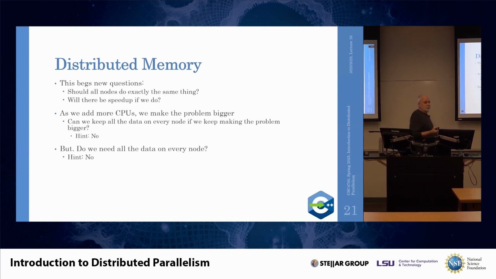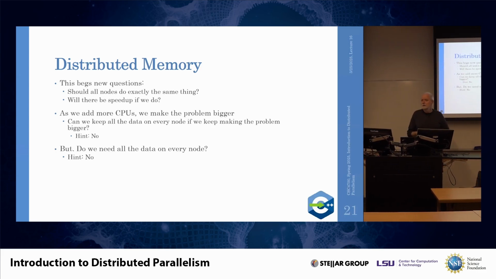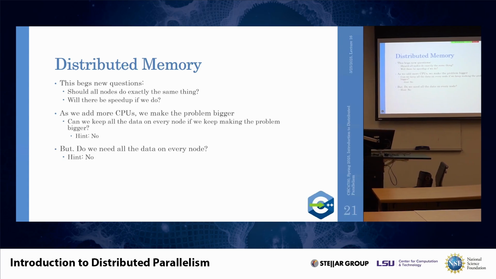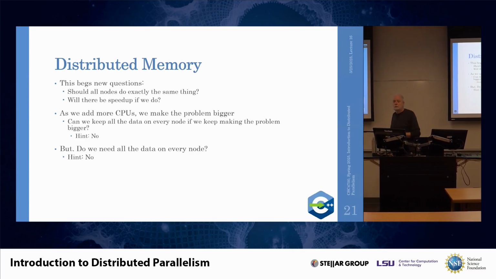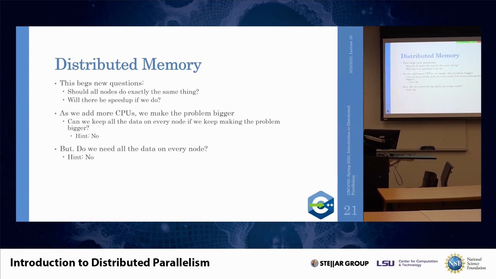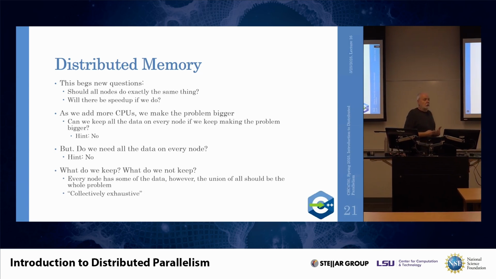In the simplest case, if you're simulating a galaxy on 4 nodes, you could just split the galaxy into 4 pieces and handle each of the 4 quadrants of that galaxy on a different node and just manage the boundary regions between those in a certain way. So we don't need to have all the data on every node. So that saves our life. So what do we keep? What don't we keep?